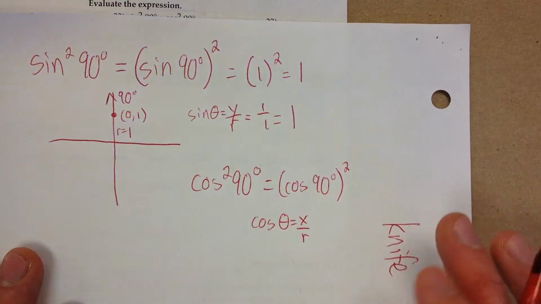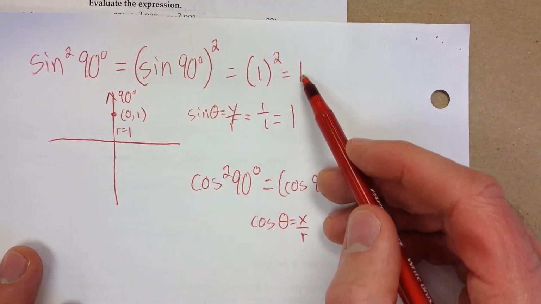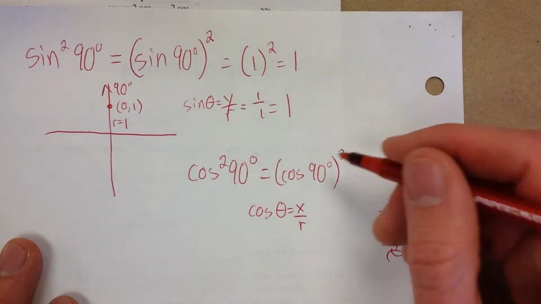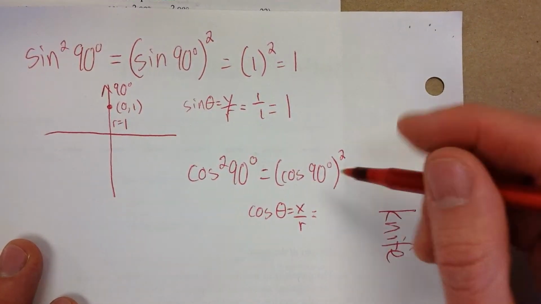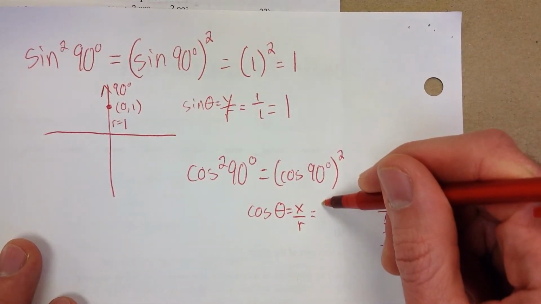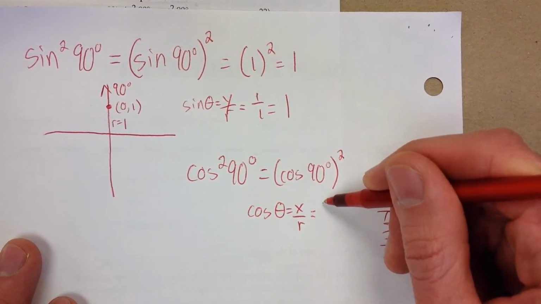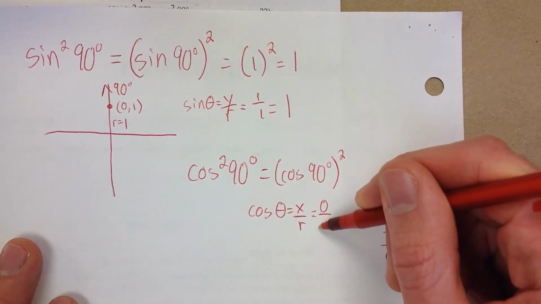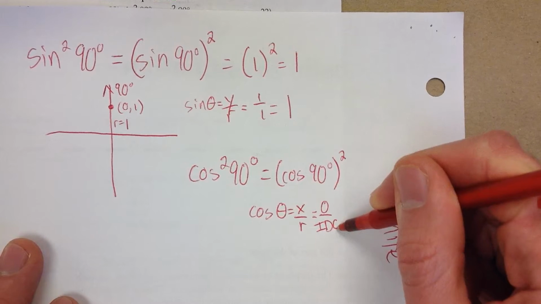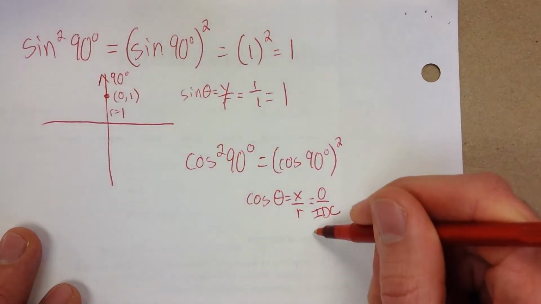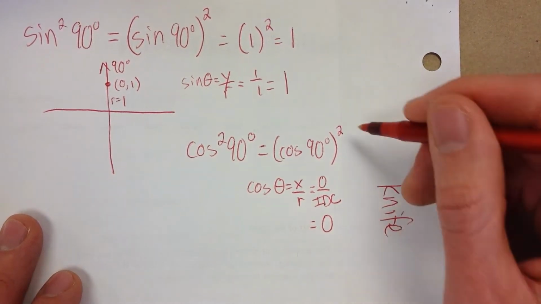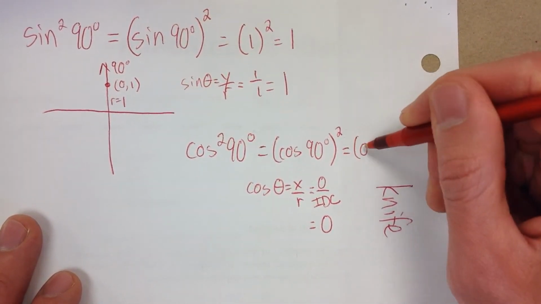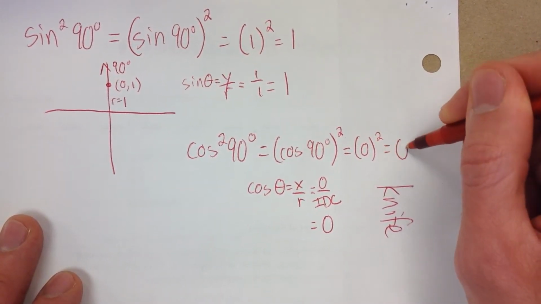And sometimes it doesn't matter. Like when you square 1, it's still 1. And then here you're going to get 0. And when you square 0, you get 0. But sometimes it does matter. X is 0. R is who cares? IDC. So this is 0. And 0 times itself is still 0.